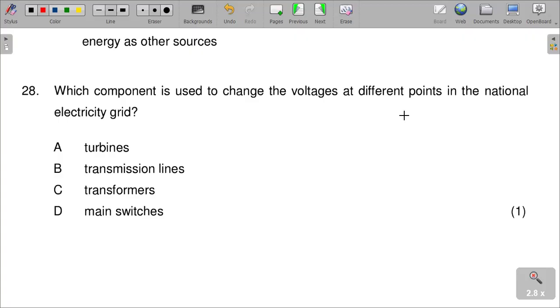Which component is used to change the voltage at different points in the national electricity grid? Transformers are used in that regard. Transformers are used to change voltage. A transformer changes the voltage at different points in the national electricity grid. So it is C.